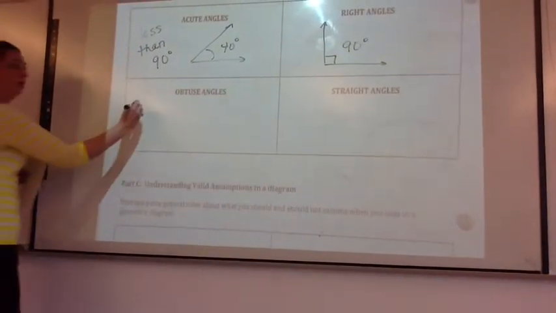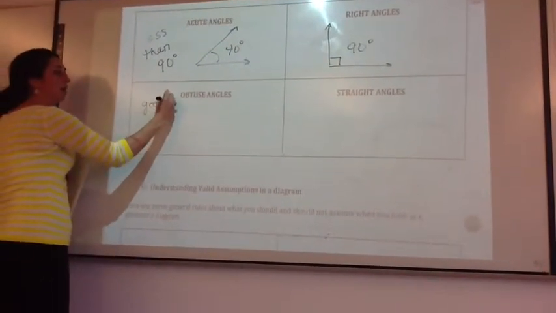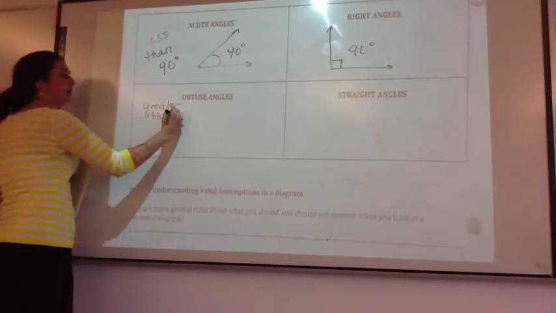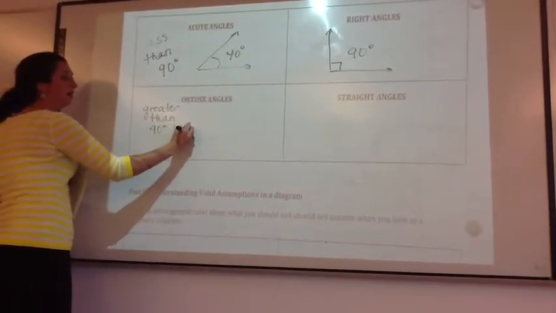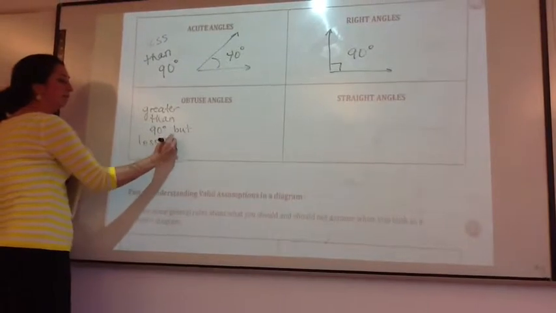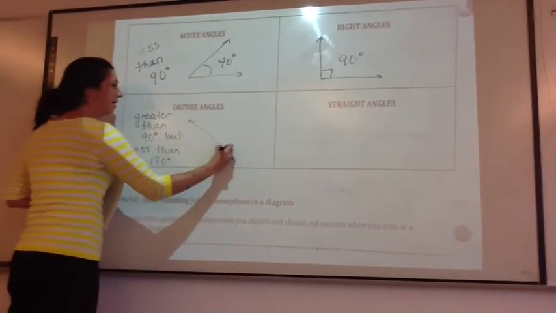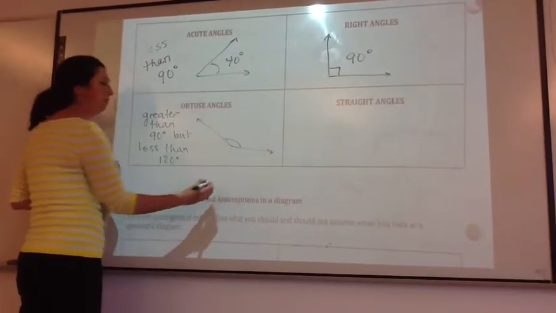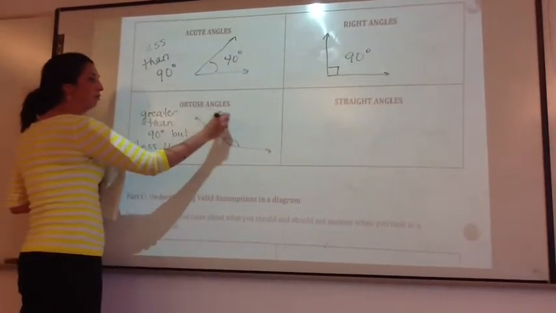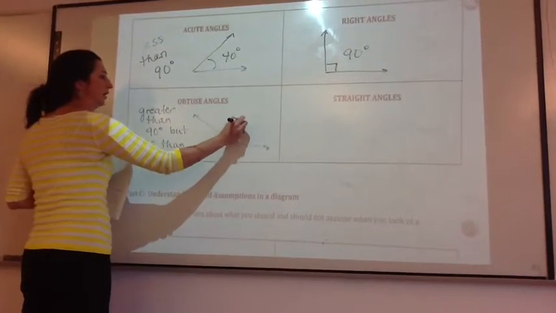Obtuse angles. Greater than 90, but less than 180. Again, hopefully you got this in your math courses this year. Little repeat on this note sheet. Obtuse angles, let's say this was 110 degrees.